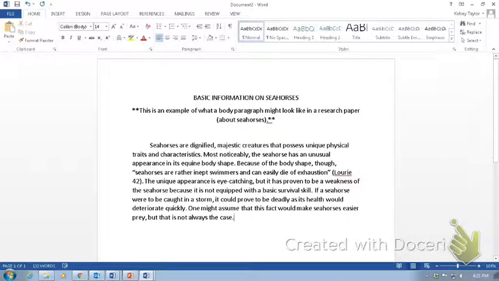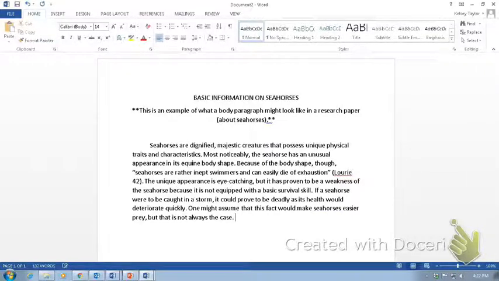how their body shape, again, kind of what my body paragraph's about. So how their body shape kind of lends to other things, like someone might think that, if they're not a good swimmer, they're gonna get eaten a lot, and that's actually not the case. Adult seahorses don't get just eaten up a lot because of some of their other survival skills. So I'm going to kind of transition here to, one might assume that this fact would make seahorses easier prey, but that is not always the case.